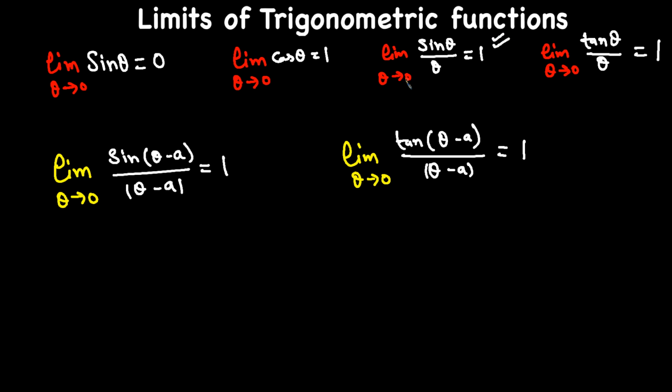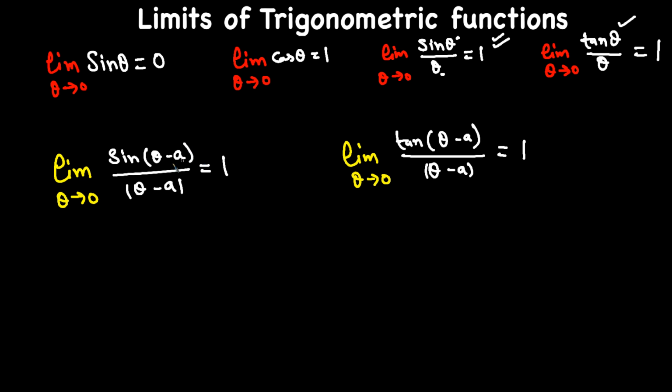So the limit as theta approaches 0 of sine theta over theta. Remember, this angle needs to be the same, or this value needs to be the same. Then the limit is equal to 1. And same thing for the tangent. The limit of tangent theta over theta as theta approaches 0 is equal to 1.